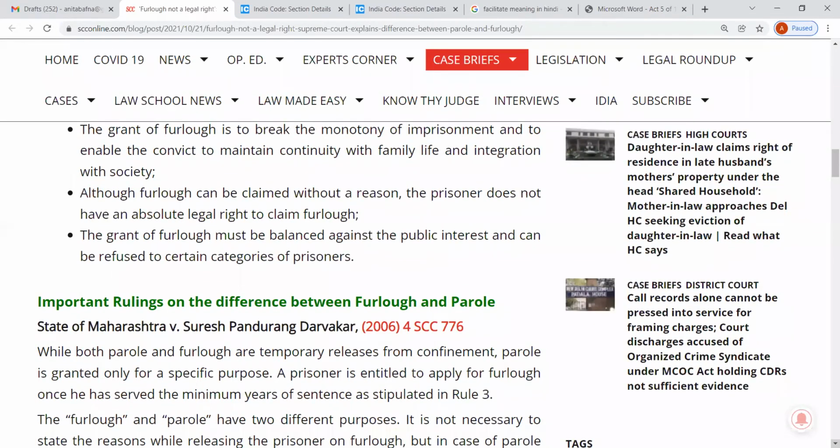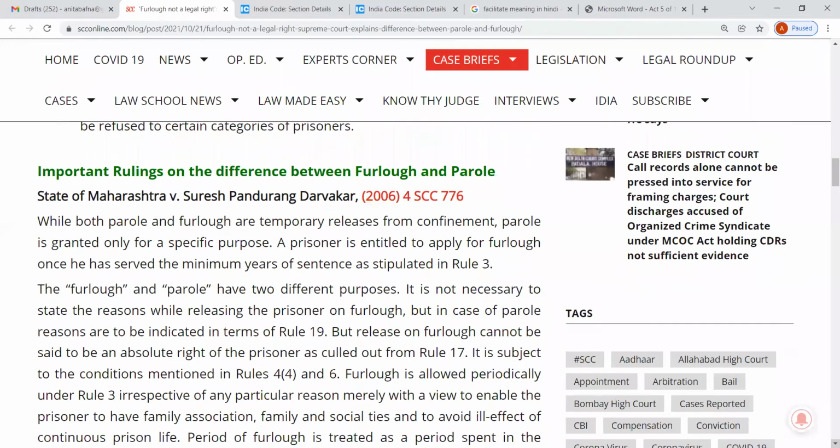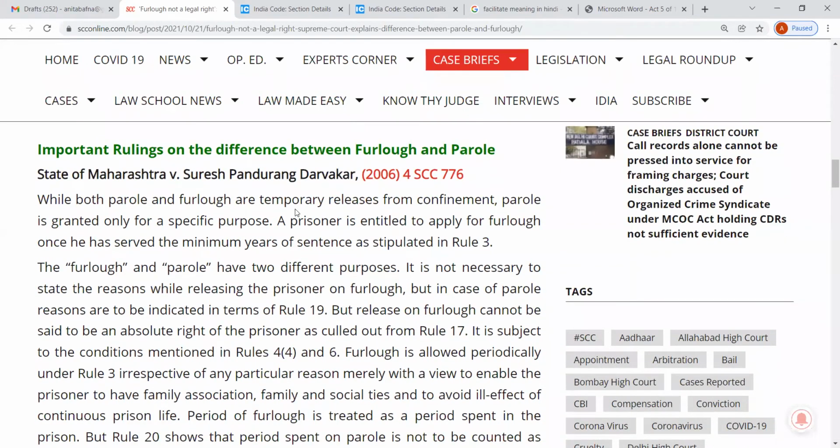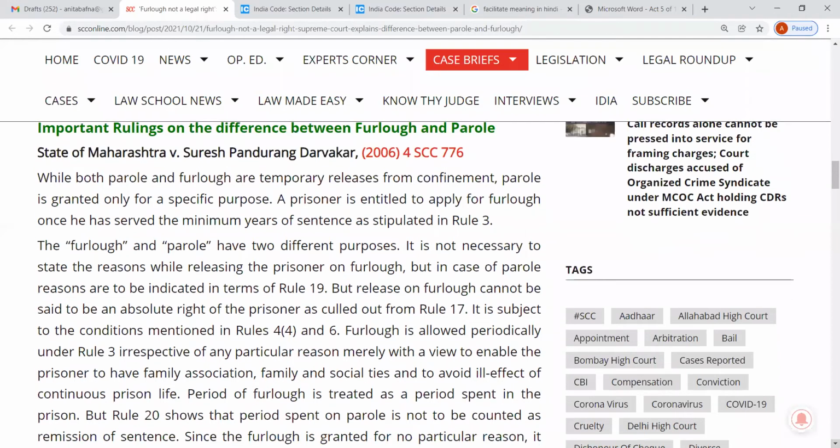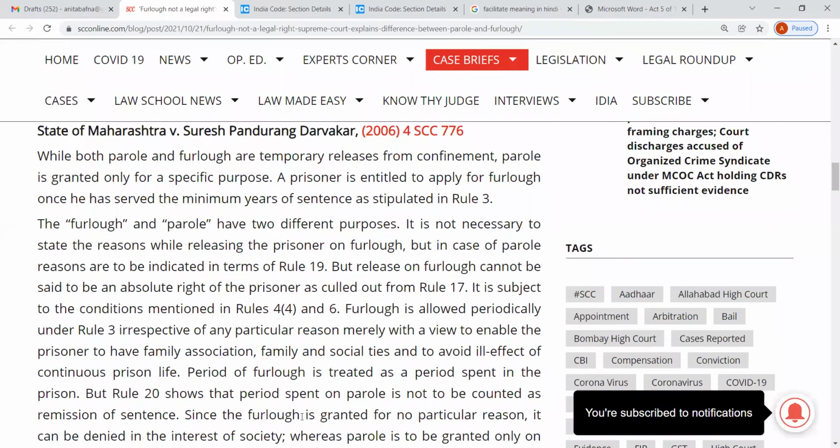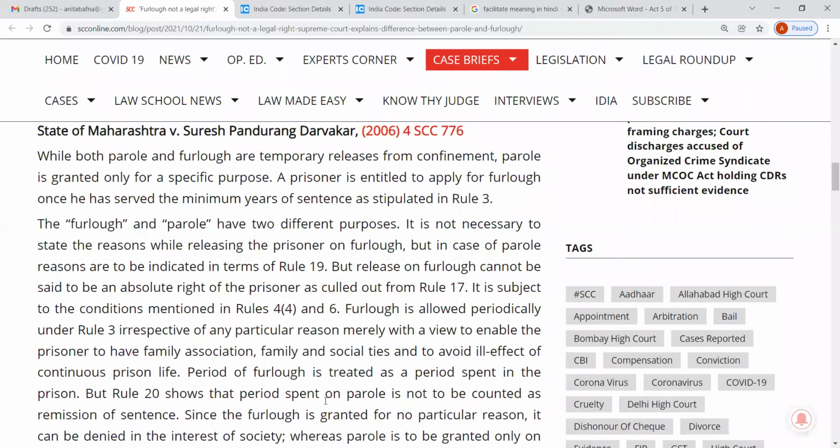Important rulings on the difference between furlough and parole. State of Maharashtra versus Suresh Pandurang Darwakar. While both parole and furlough are temporary releases from confinement, parole is granted only for a specific purpose. A prisoner is entitled to apply for furlough once he has served the minimum years of sentence as stipulated in Rule 3. Furlough and parole have two different purposes. It is not necessary to state the reason while releasing the prisoner on furlough, but in case of parole, reasons are to be indicated in terms of Rule 19.